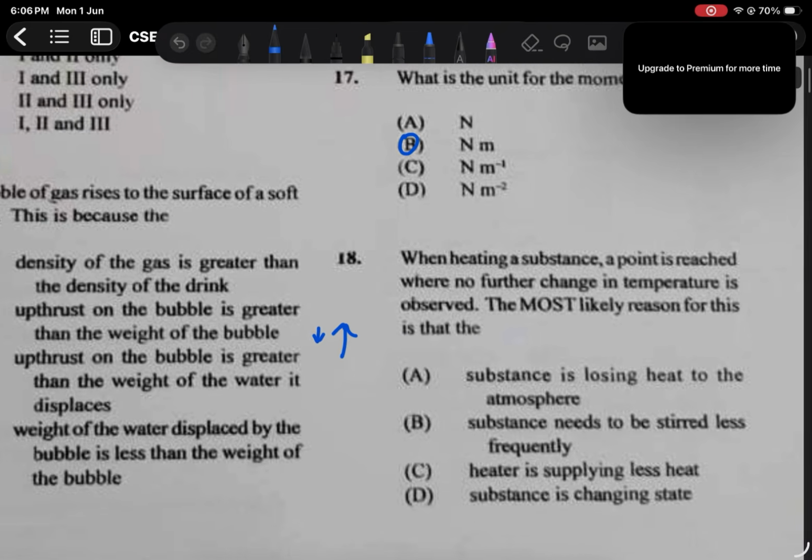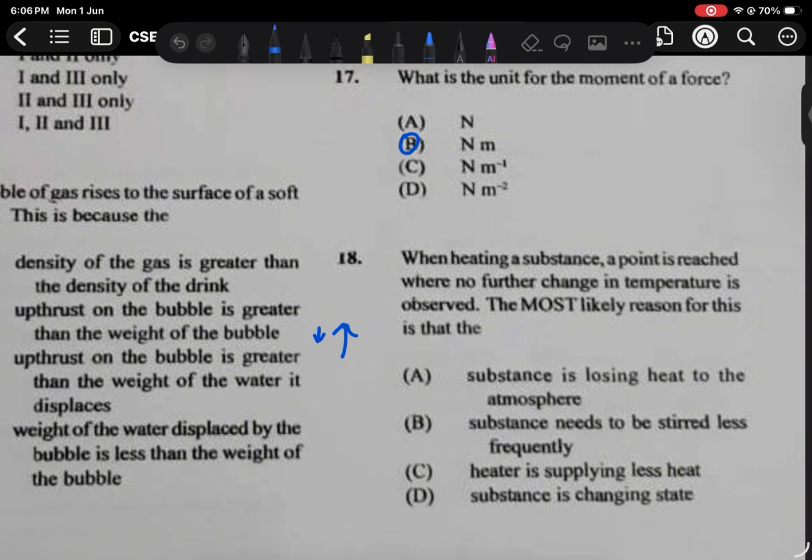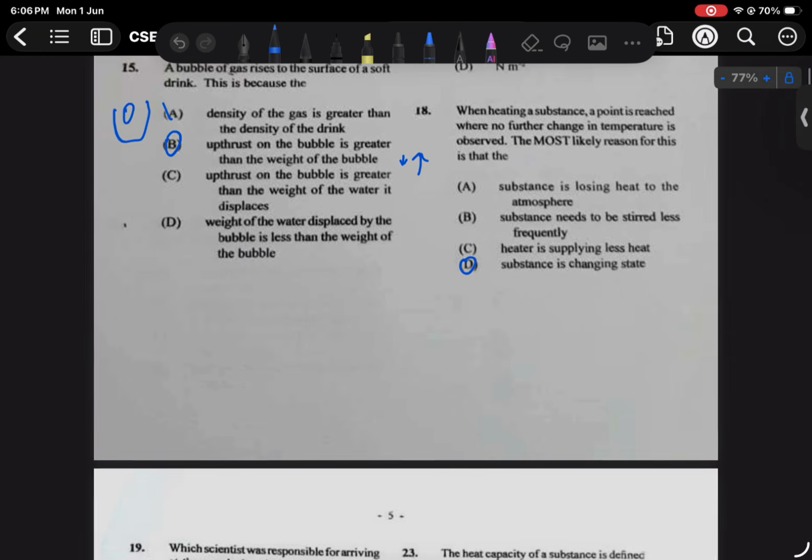When heating a substance, a point is reached where no further change in temperature is observed. The most likely reason for this is that the substance is changing state. When it's changing state, there's no change in temperature.